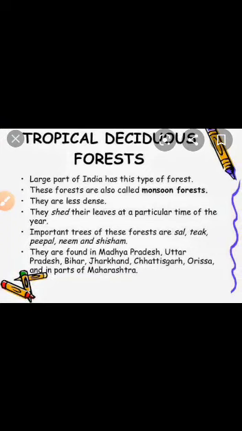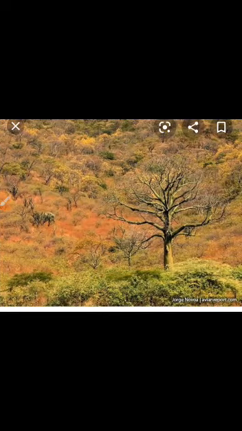They are found in Madhya Pradesh, Uttar Pradesh, Bihar, Jharkhand, Chhattisgarh, Odisha and parts of Maharashtra. The tropical deciduous forest is found in tropical areas with a dry season that still has enough moisture for tree growth.